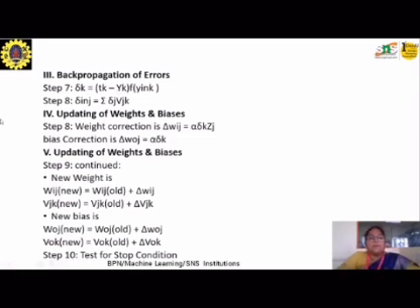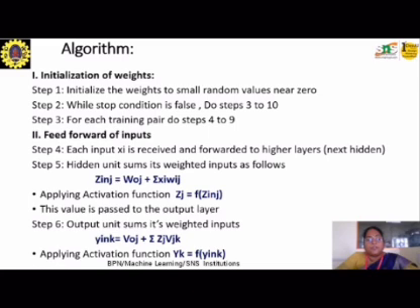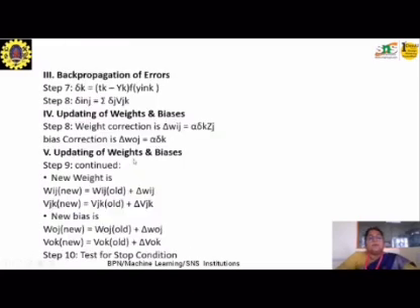To find out the back propagation error, this will be the formula: del k is equal to the targeted output minus the predicted, the actual output, into the function of y_ink. Function of y_ink is the activation function, which is the output of the second hidden layer. So if there is any error, the error will be nullified by using this formula.